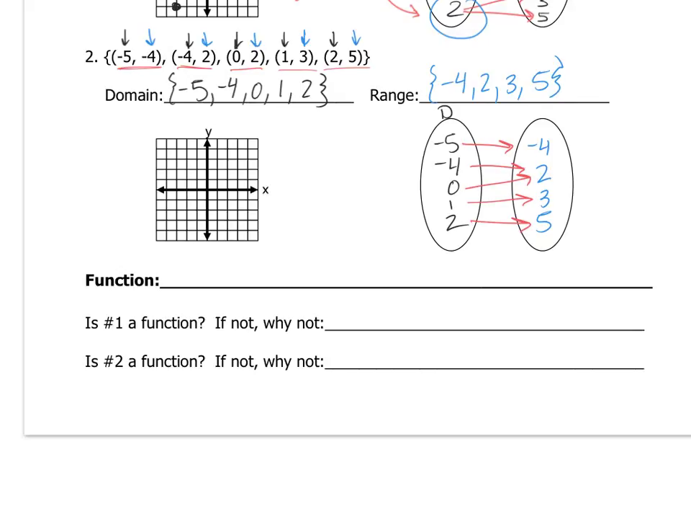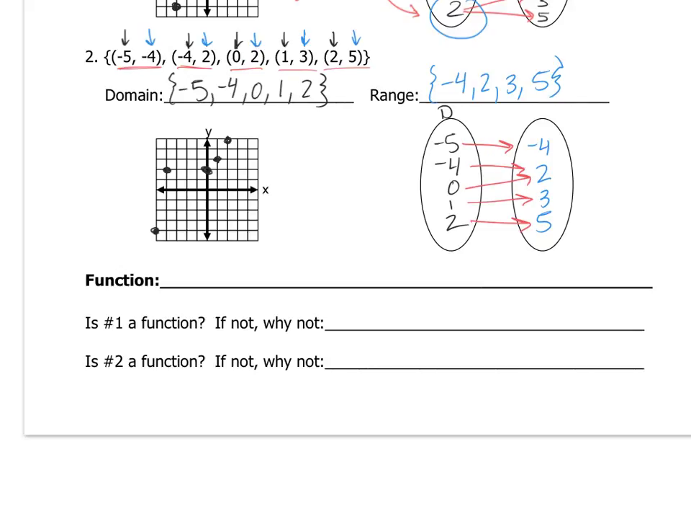To graph this set of points, the first one I would go left 5 and down 4. So that would be like right here. And then I'm going to go left 4 and up 2. So that would be right here. Then I'm going to go over 0 but up 2 right here. And then I'm going to do over 1, up 3 right there. And finally over 2, up 5.